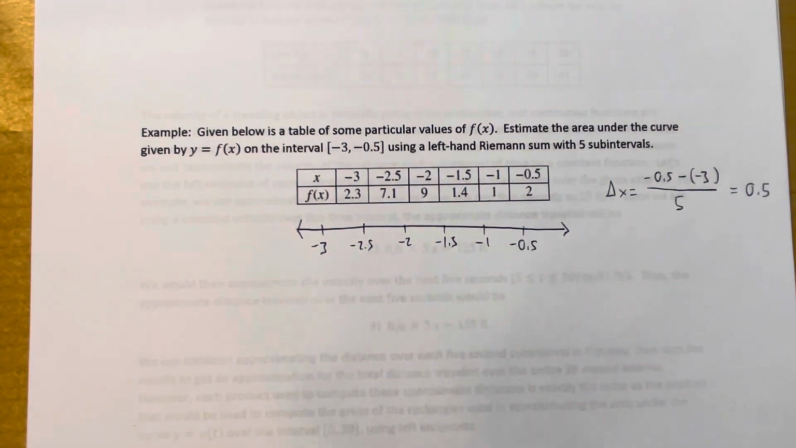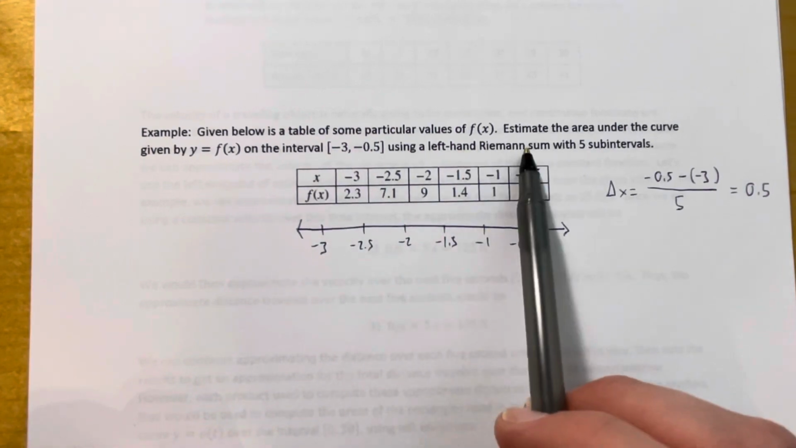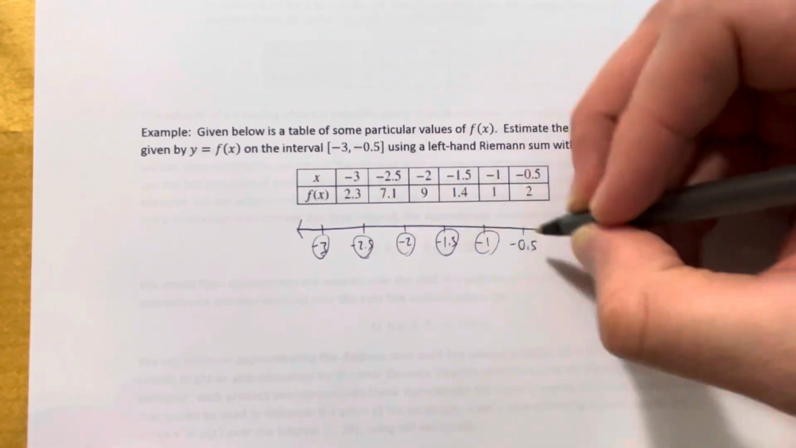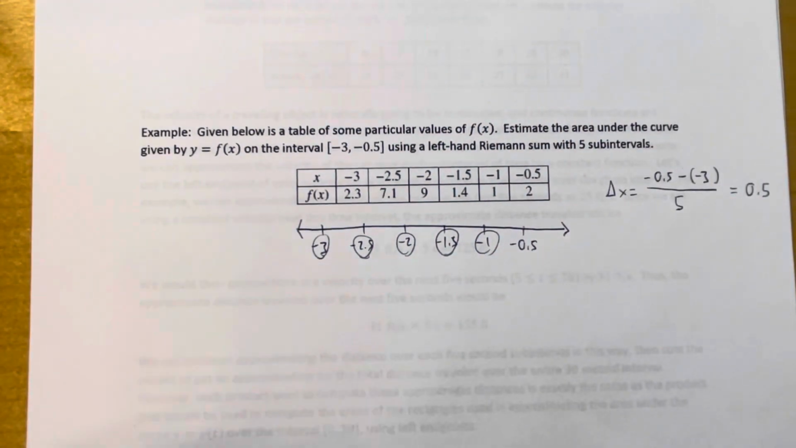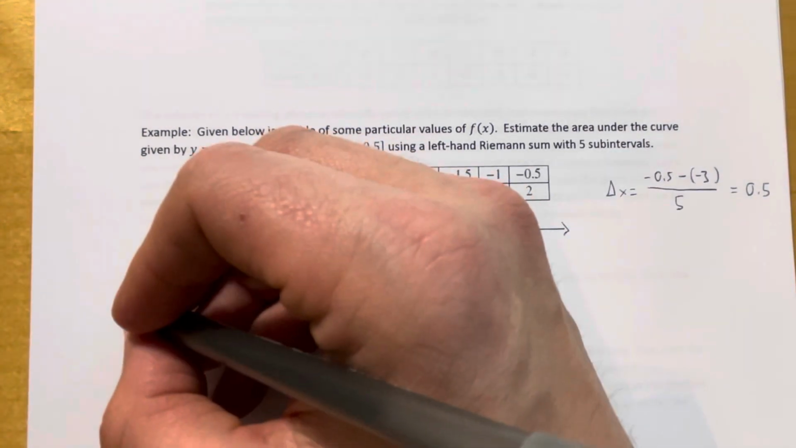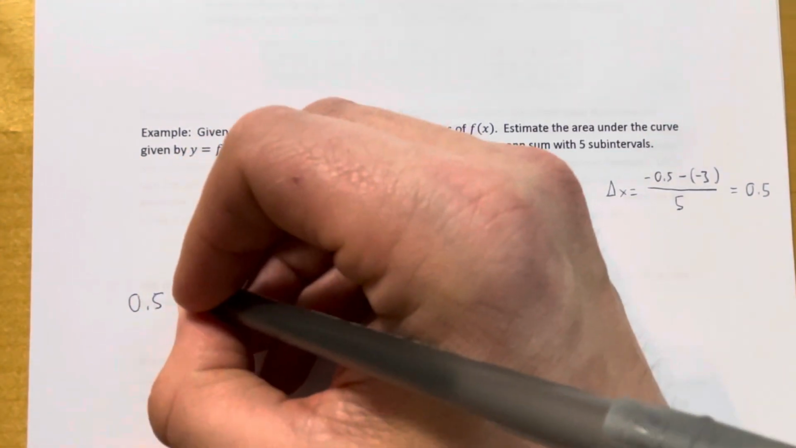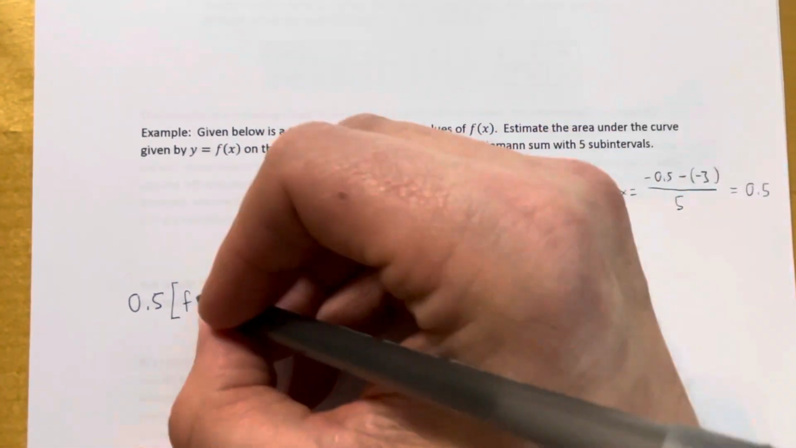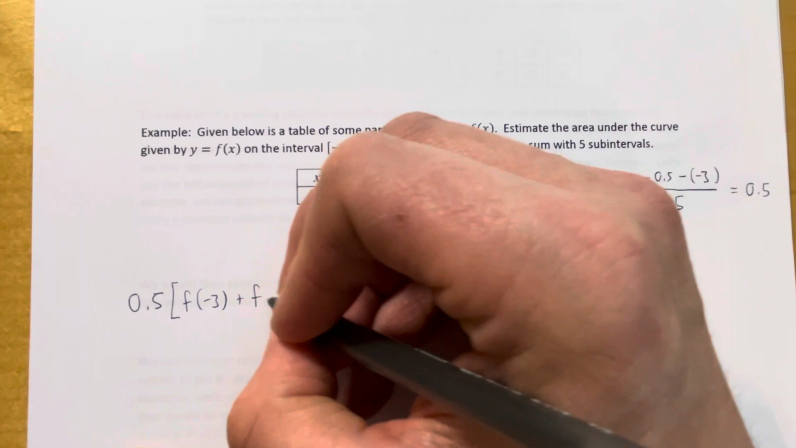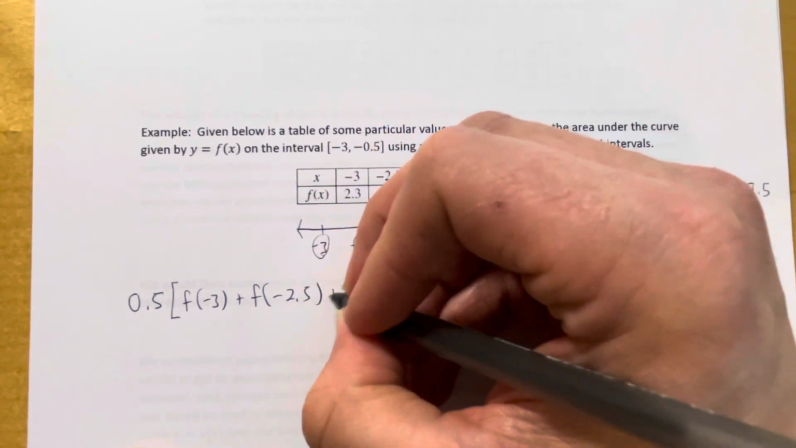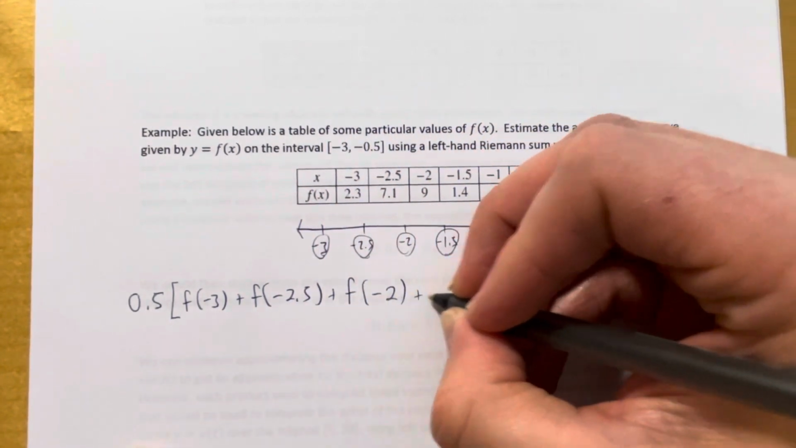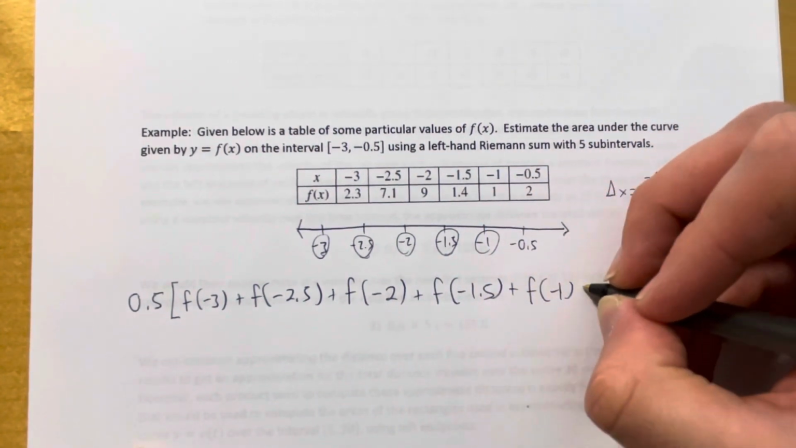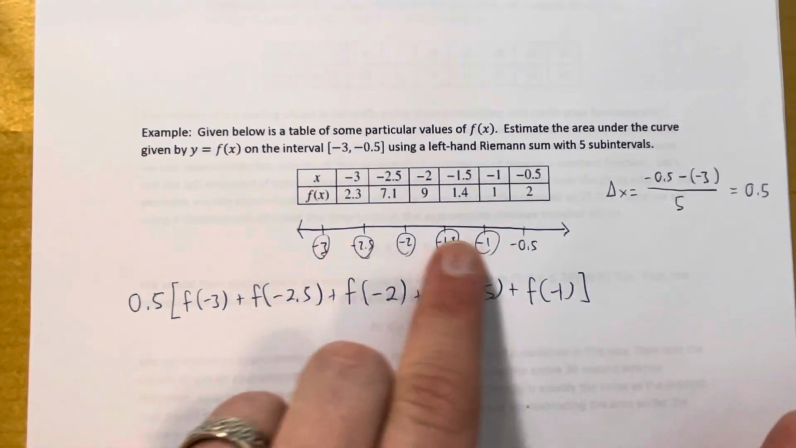Okay, we want to use left-hand Riemann sums, which means I choose the left endpoint of each one of these subintervals to then plug into my function. So delta x, preemptively factor that out, that's 0.5, times f of -3 plus f of -2.5 plus f of -2 plus f of -1.5 plus f of -1. See how I used only those circled left endpoints here.